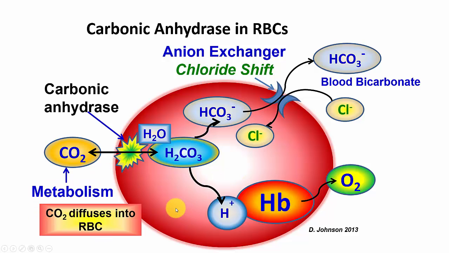So here's a red blood cell with CO2 from metabolism going in. Carbonic anhydrase acts on it to make carbonic acid. That carbonic acid then ionizes with water to make bicarbonate and a proton. The proton can then bind to hemoglobin. That causes the hemoglobin to release oxygen more readily. The bicarbonate goes out into the blood. To maintain neutrality, chloride comes back in, and that's called a chloride shift. So it has an anion exchanger that does this right there in the wall of the red blood cell.